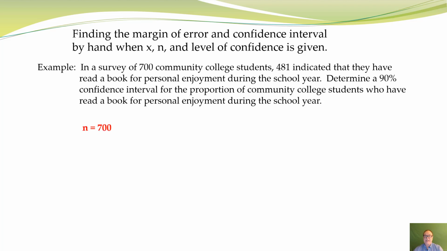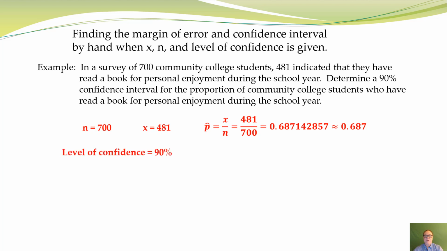So in this case, n is 700. Okay, we're talking community college students. So 700 would definitely be less than or equal to 5% of all community college students. Okay, and then you could also do n times p hat times q, but we don't know p hat yet. We have to find p hat. So x is 481. So p hat now is x divided by n, 481 divided by 700. And if you round that off to 3 decimal places, you get 0.687.